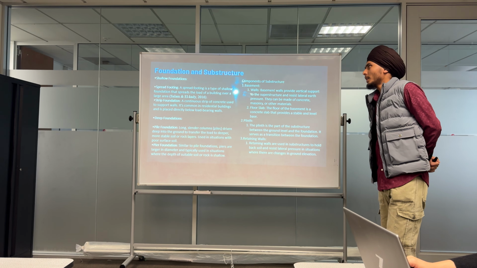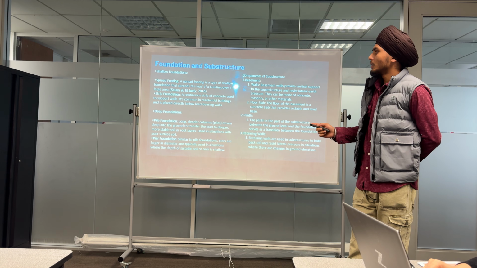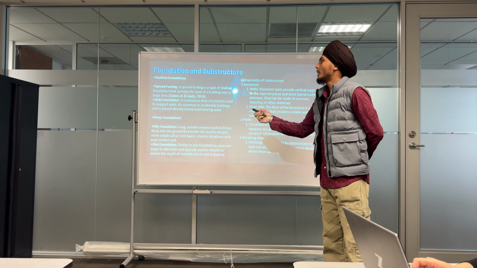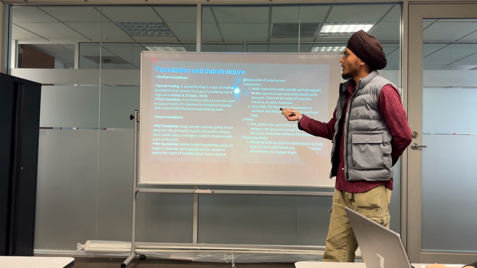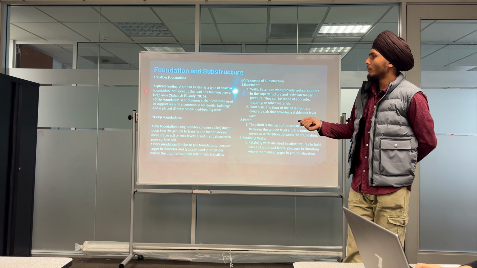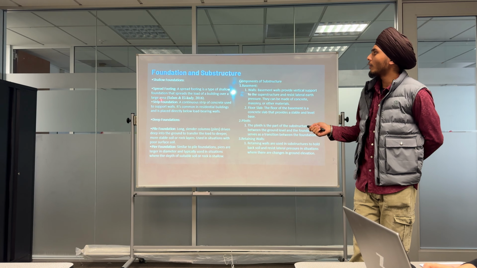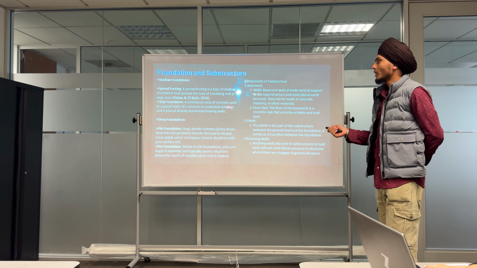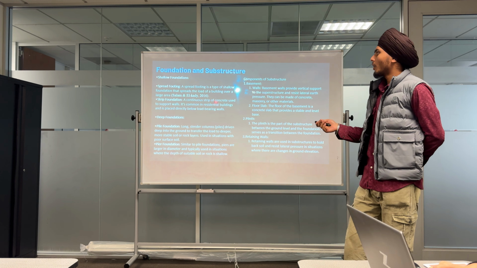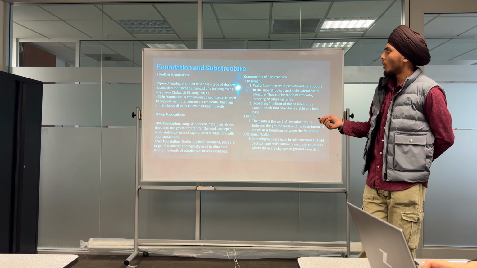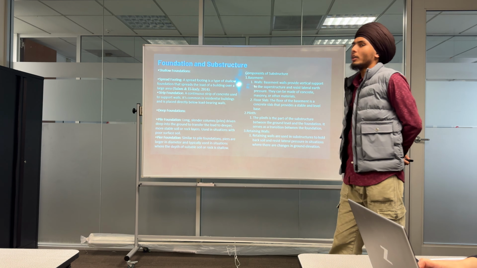Next one, foundation and substructures. There are different types of foundations. You can see shallow foundation and deep foundation. In shallow foundation we have 2 points. First one is spread footing. A spread footing is a type of shallow foundation that spreads the load of a building over a large area. And the second point is strip foundation, a continuous strip of concrete used to support walls. It's common in residential buildings and is placed directly below load-bearing walls.